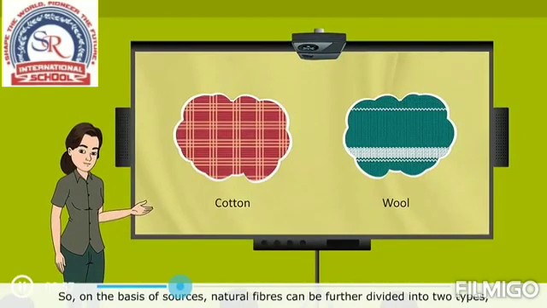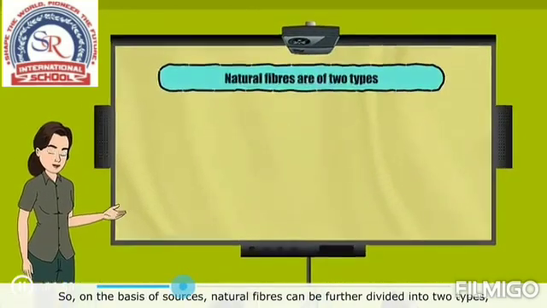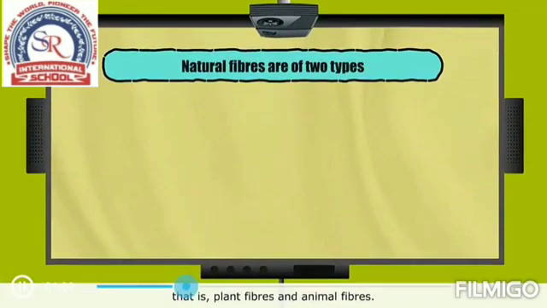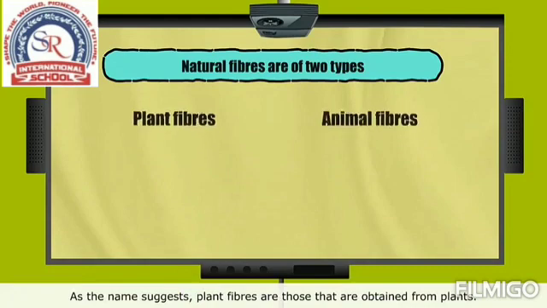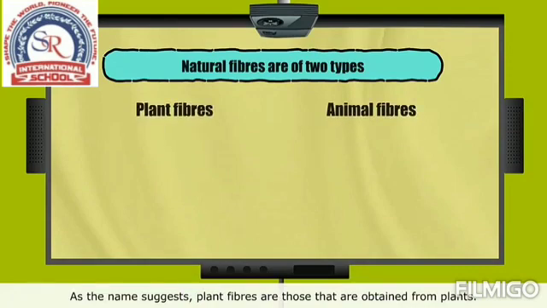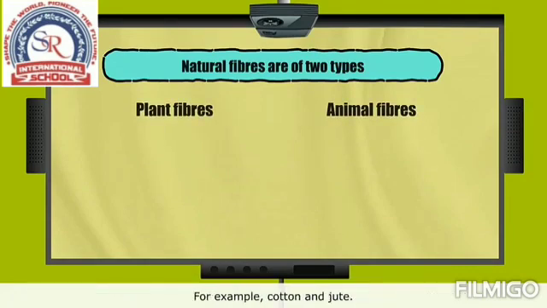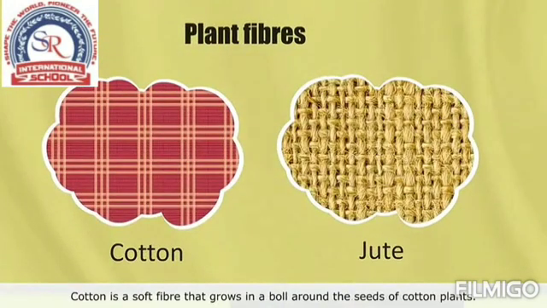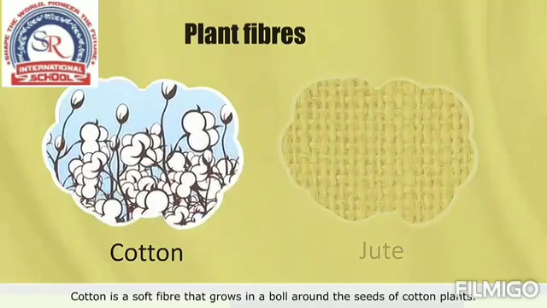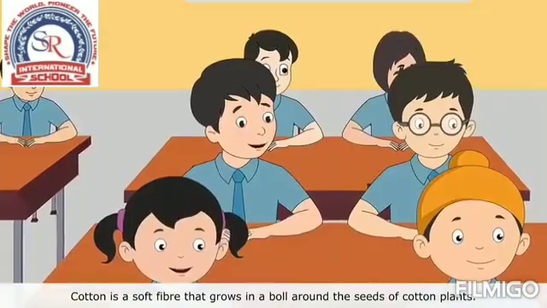So, on the basis of sources, natural fibers can be further divided into two types, that is, plant fibers and animal fibers. As the name suggests, plant fibers are those that are obtained from plants. For example, cotton and jute. Cotton is a soft fiber that grows in a ball around the seeds of cotton plants.